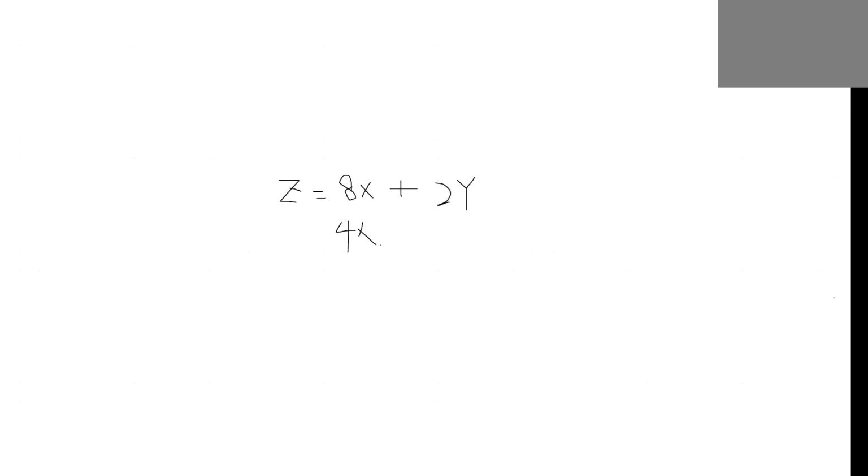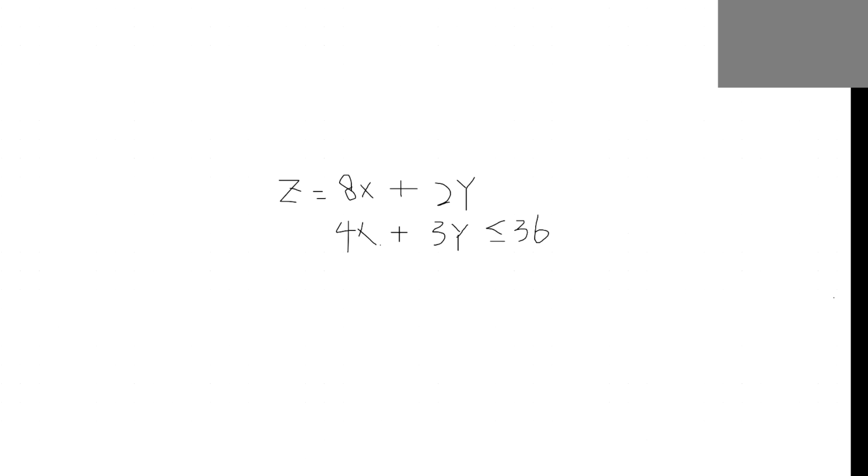It says 4x plus 3y. So constraint 4x plus 3y. I believe you have seen this question in the quiz. 4x plus 3y is less than or equal to 36. So there is this constraint: 4x plus 3y has to be less than or equal to 36. Do you see that? Yes.